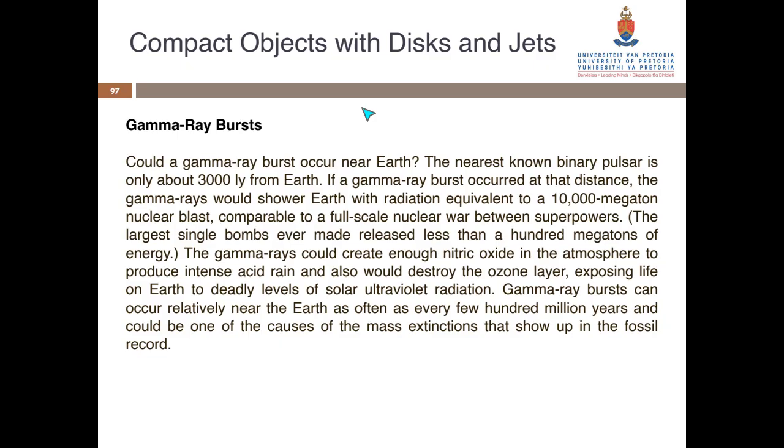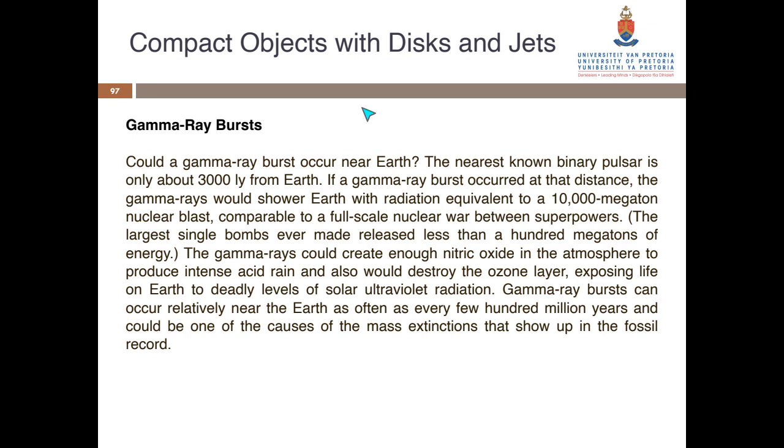What if gamma ray bursts occur near Earth? The nearest known binary pulsar is only about 3,000 light years from Earth. If gamma ray bursts occurred at that distance, the gamma rays would shower Earth with radiation equivalent to a 10,000 megaton nuclear blast, comparable to full-scale nuclear war between superpowers. The largest single bombs ever made released less than 100 megatons of energy.